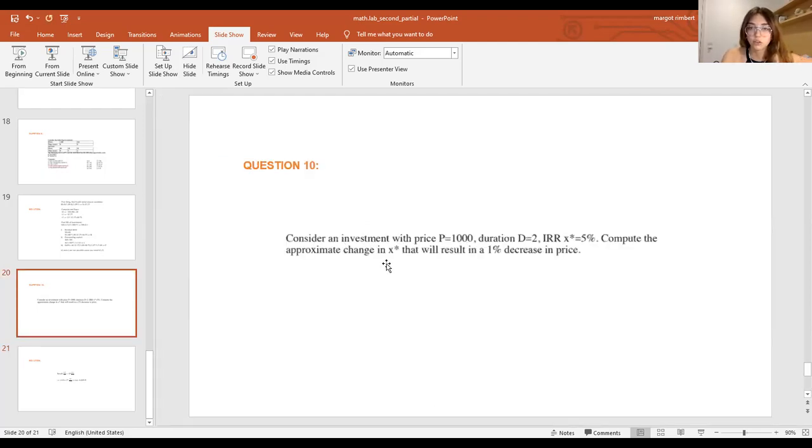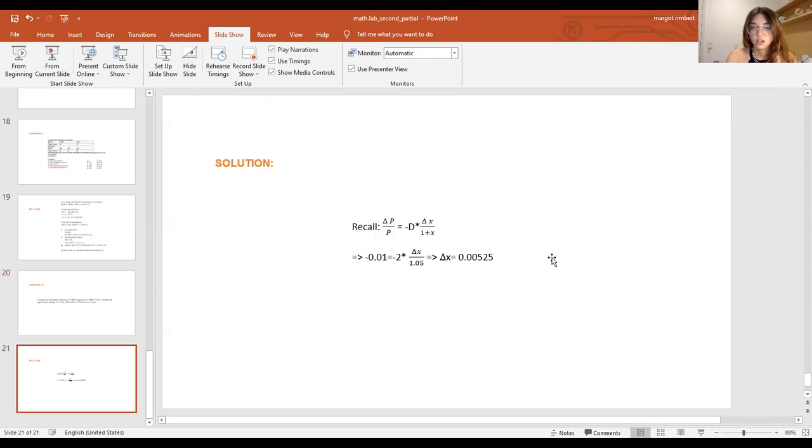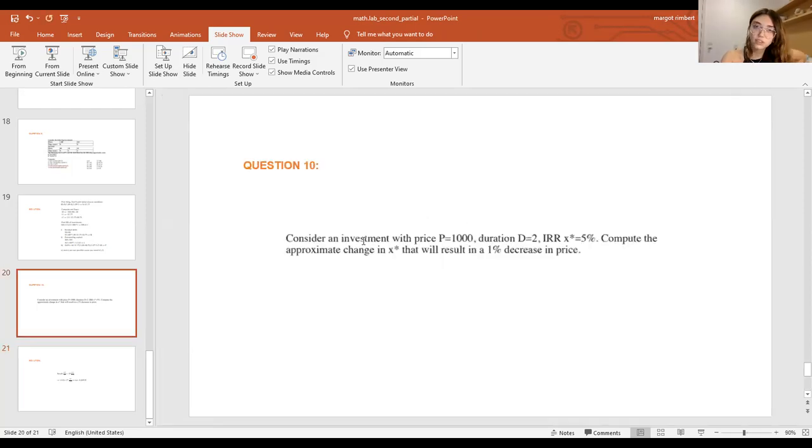Here you already have the percentage decrease in price. So the percentage decrease in price here, the minus 1%, is already equivalent to delta P divided by P. But sometimes they might give you delta P and P separately, so you got to be careful which one you plug in. And yes, it equals minus 2, the duration that they give you, times the delta of the interest rate that you want to find, discounted by 1.05. And here you find your delta X. Does everything make sense, guys?